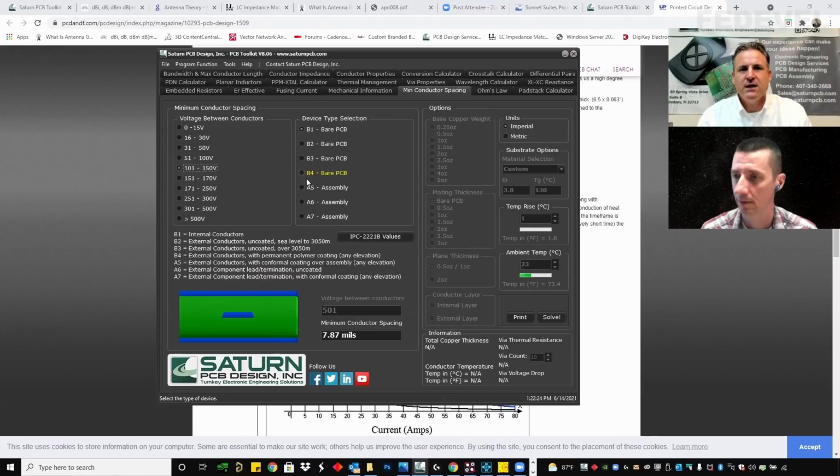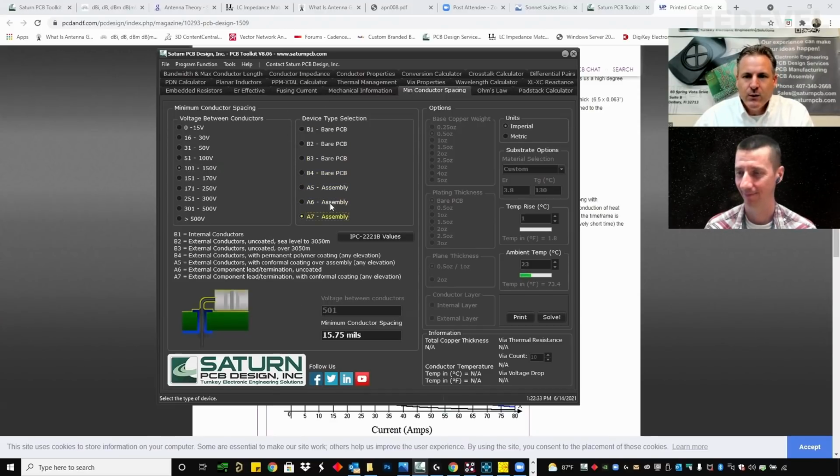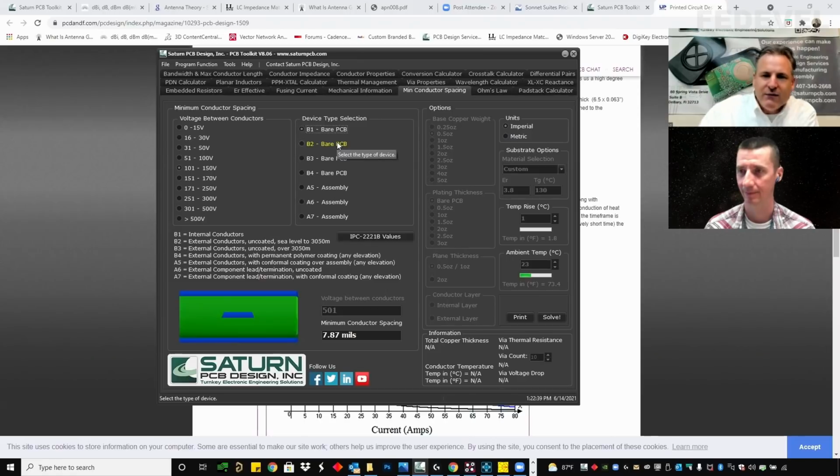I'm not an IPC salesman, but I'll tell you to go out there and purchase the spec. It's there for purchase, and it'll explain all of this. But it will give the values based on, is it a bare PCB? Oh, I've got them right here. Internal conductors uncoated at sea level. It's really for, I believe it's specifically for water vapor and water intrusion.